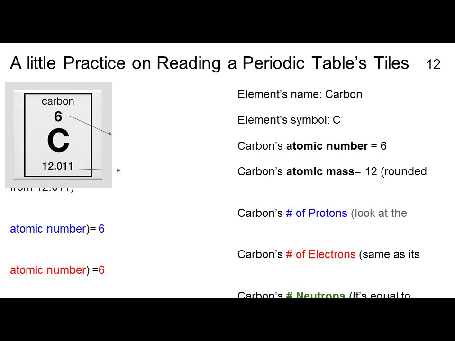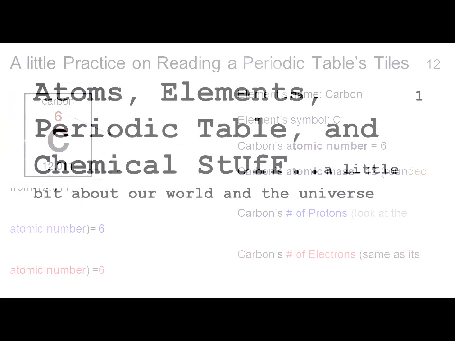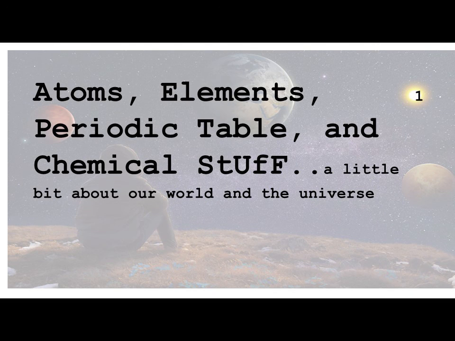And carbon's number of neutrons, it's equal to the atomic mass on the bottom there, which is the 12, minus the atomic number, which is the 6 on the top. So neutrons for this carbon atom or carbon element is 6. So there you have it. We have a fair amount of information here.